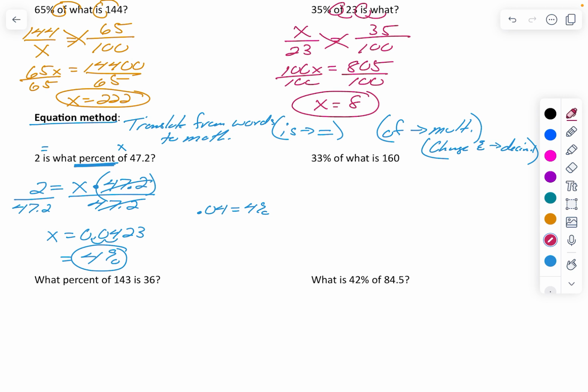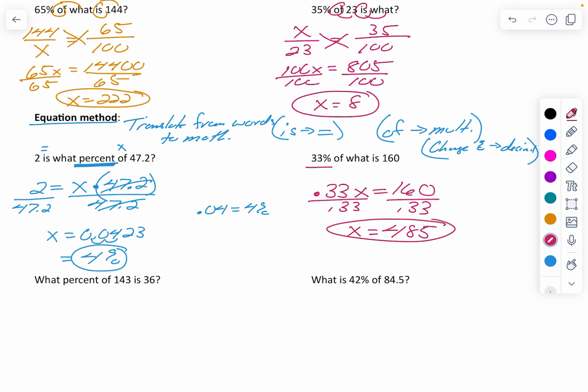So when we're looking for a percent, we just have to remember that. What will help us remember is that our answer is going to look really small, a decimal, and that will remind us to change it to a percent. All right, now for this one, we need to change to a decimal. So this is 0.33 of what number is 160. That's how we translate. To solve for x, we divide both sides by 0.33. Rounding to the nearest whole number, we get x equals 485.